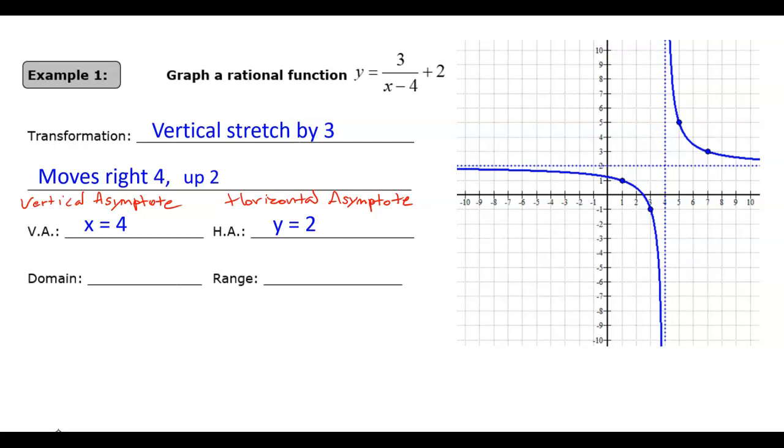So how do you graph it? Check it out. You might want to start with these lines. So draw a dashed line at 4, up and down. And then a horizontal line at 2, side to side. And then if you plot these 2 points, you can just make a curve through them.